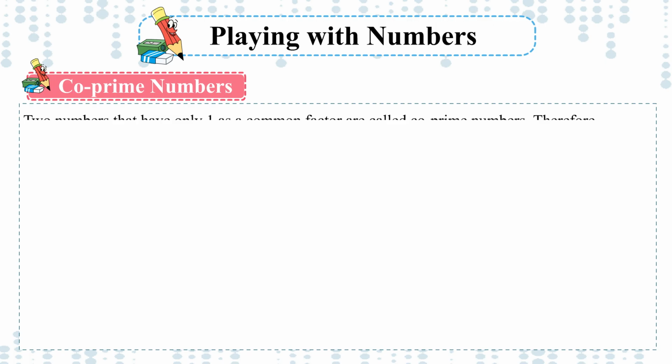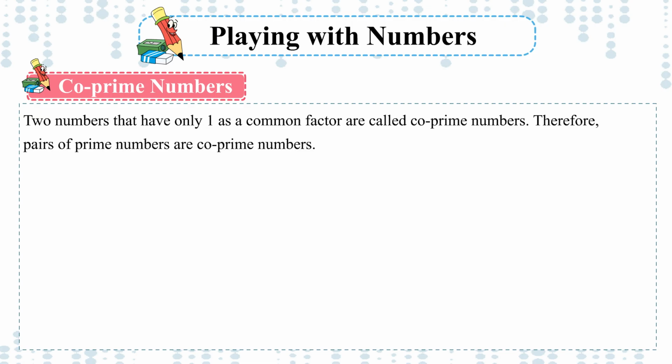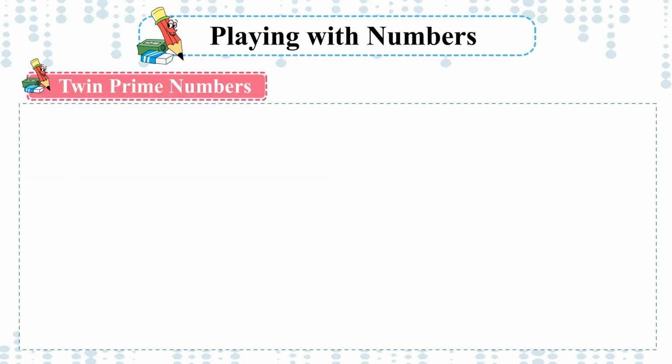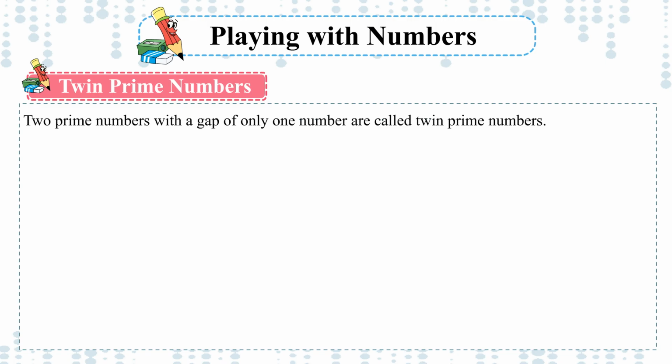Coprime numbers. Two numbers that have only 1 as a common factor are called coprime numbers. Therefore, pairs of prime numbers are coprime numbers. Examples: 2, 3; 3, 5; 5, 7, and so on. Twin prime numbers. Two prime numbers with a gap of only one number are called twin prime numbers. Examples: 3, 5; 5, 7; 11, 13; 17, 19; 29, 31.